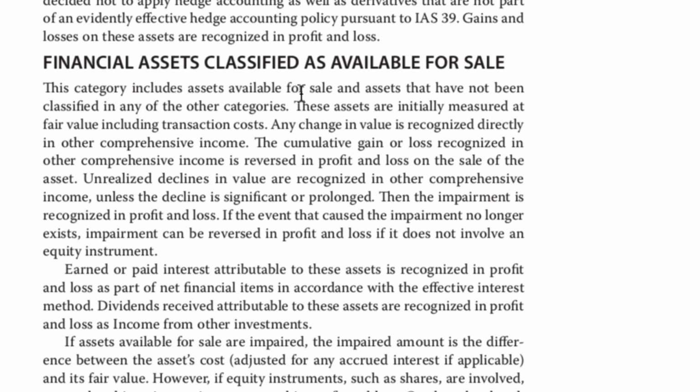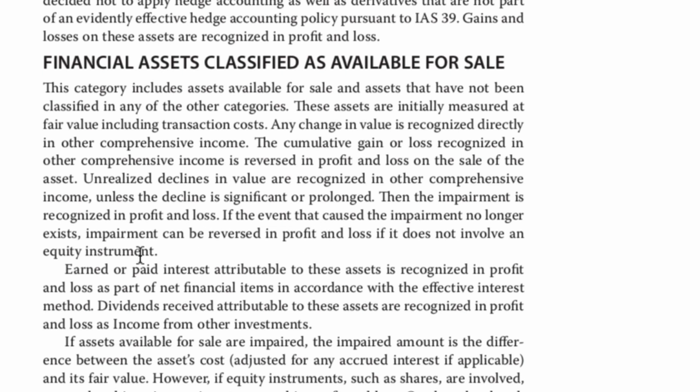This category includes assets available for sale and assets that have not been classified in any of the other categories. These assets are initially measured at fair value, including transaction costs. Any change in value is recognized directly in other comprehensive income. The cumulative gain or loss recognized in other comprehensive income is reversed in profit and loss on the sale of the asset. Unrealized declines in value are recognized in other comprehensive income unless the decline is significant or prolonged. Then the impairment is recognized in profit and loss, and we haven't hit impairment yet, but we're going to see that's consistent with how IFRS treats impairment for available for sale securities.